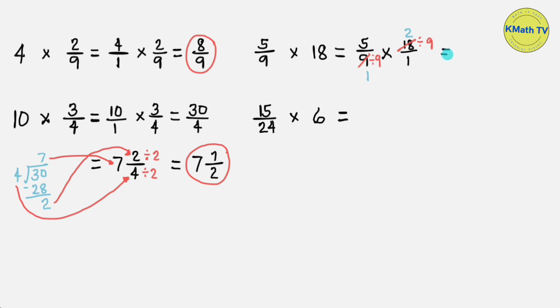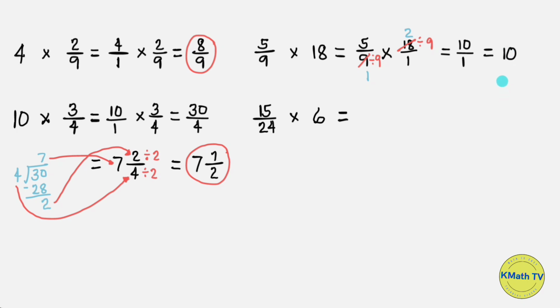Next, let's multiply. Multiply the numerators. 5 times 2 equals 10. And multiply also the denominators. 1 times 1 equals 1. The answer is 10 over 1. It is an improper fraction because the numerator is greater than the denominator. So, we need to simplify it by dividing the numerator by the denominator. And of course, if we divide 10 by 1, the answer is 10. Okay, the final answer is 10.